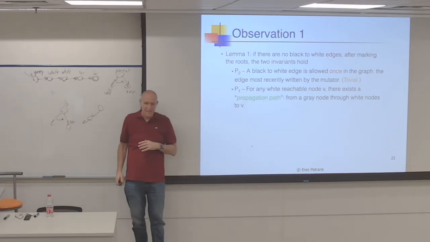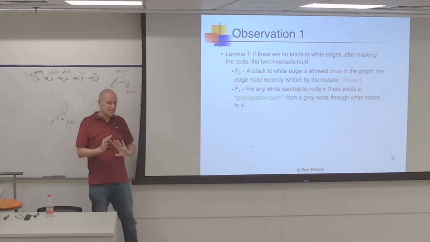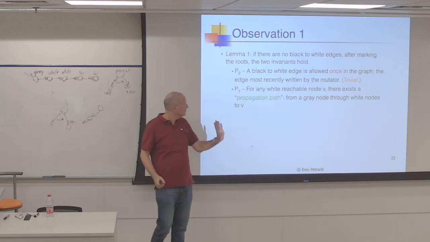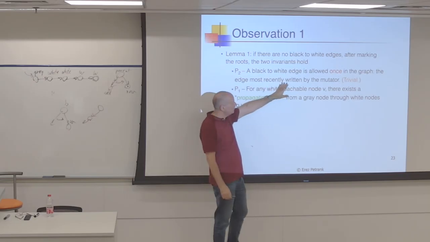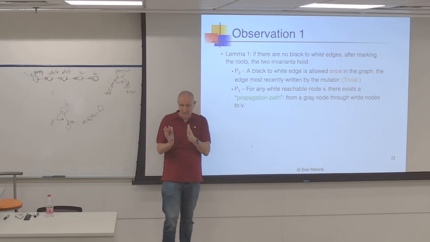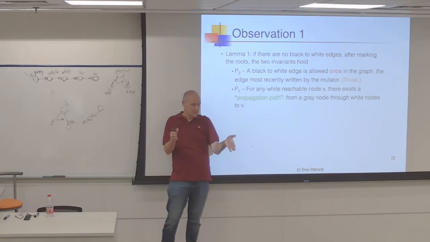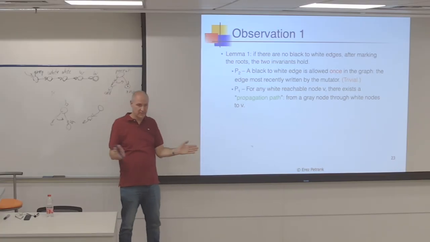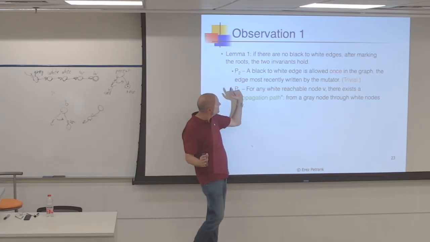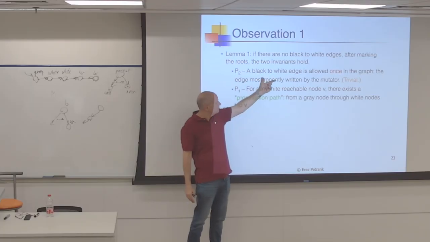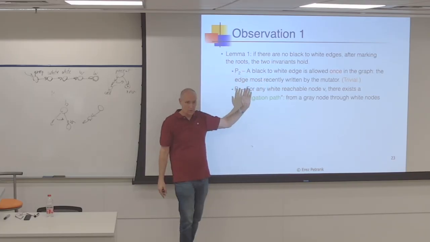So let's do two observations, really simple observations. Throughout the execution, first of all, I'm talking about the time after marking the roots and until finishing the trace. This is the time that interests me. I want to make sure the invariants hold. So if there are no black to white edges throughout the heap, then the two invariants hold.